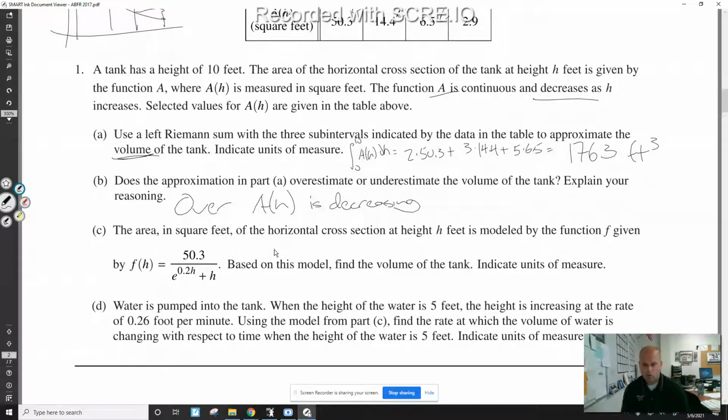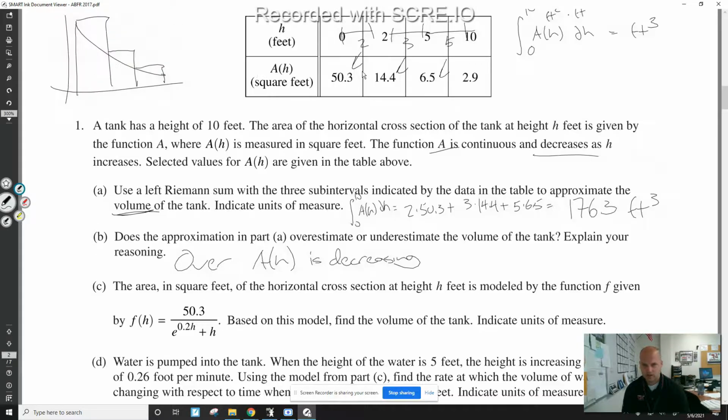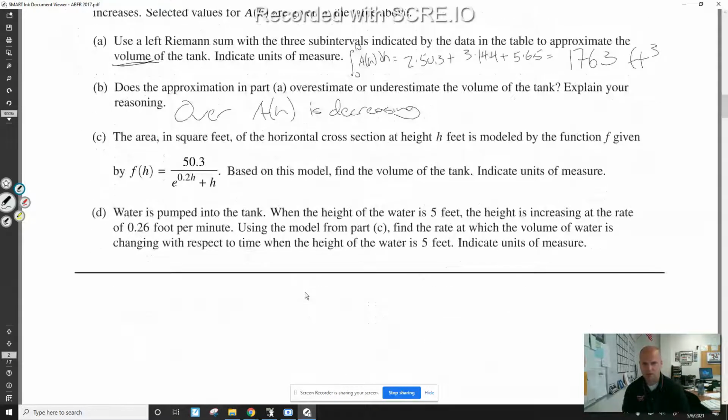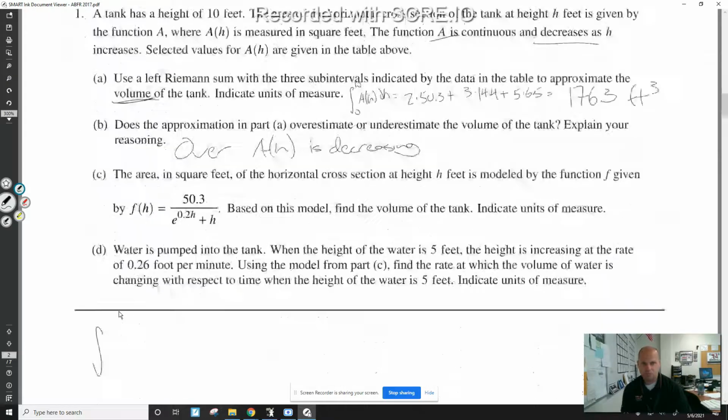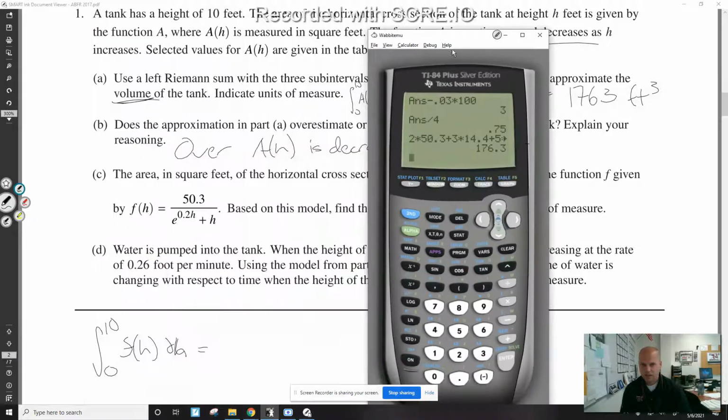The area of a horizontal cross section at height h is modeled by the function given. So this is modeling this data. Based on this model, find the volume of the tank. I mean, they kind of just told you what to do earlier. It's like, hey, take an integral of areas to get volumes. So that's what we're going to do for part C. We're going to take an integral from 0 to 10 of f of h, and that will give me the exact volume of this tank, provided that this is the exact function. This seems like a tough question, but they actually help you out a lot.